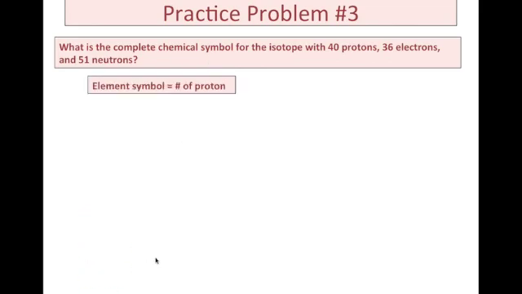The first thing you're going to do is figure out the symbol for your element, which will be equal to your number of protons. This particular isotope has 40 protons. Looking on the periodic table, I would find the element that has an atomic number of 40, which also means it has 40 protons. That element's chemical symbol is Zr, also known as zirconium. So the first part of the isotope's symbol would be Zr.